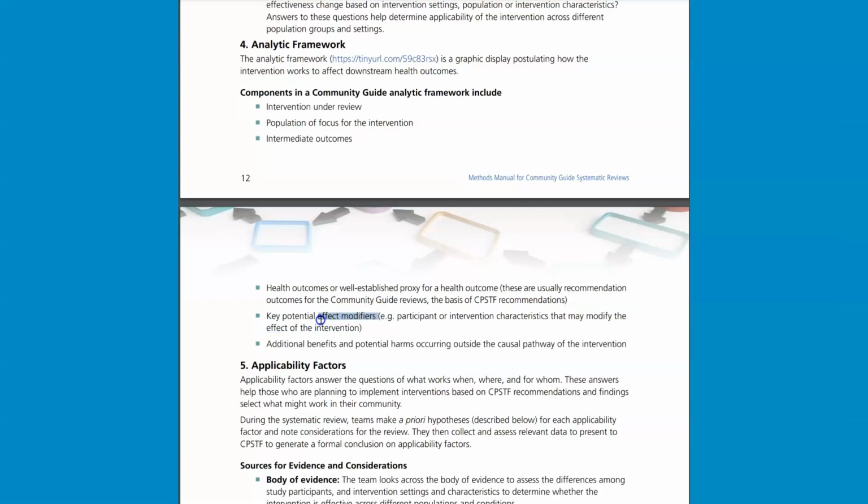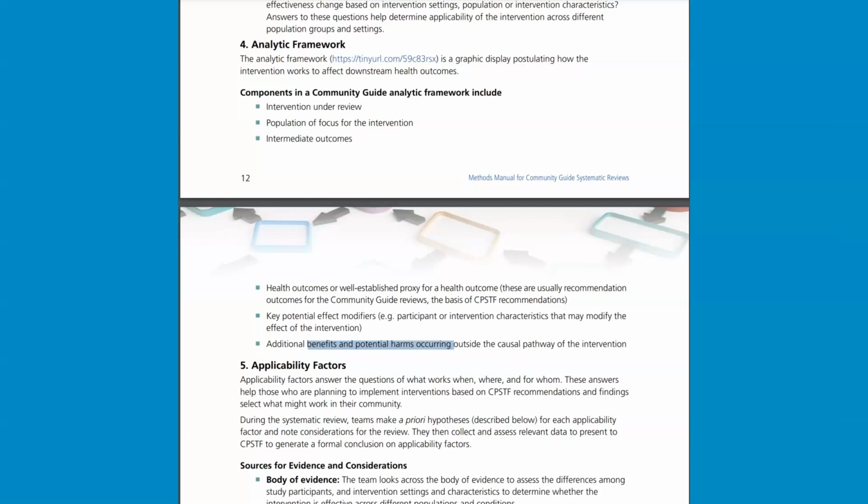And so there may be participant characteristics or intervention characteristics that modify the effect of the intervention. This is extremely important to pay attention to. And then additional benefits and potential harms occurring outside the causal pathway of the intervention. So these are the 6 takeaways from step number 4.